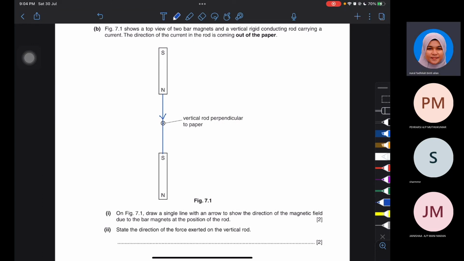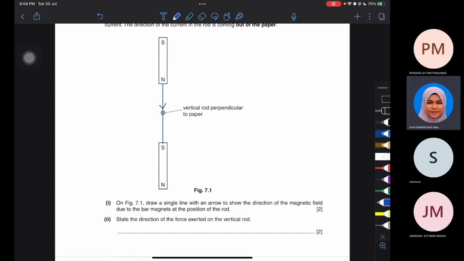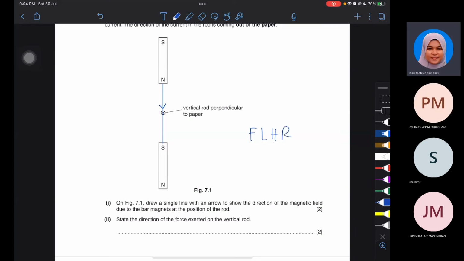Ingat teacher. So apa arah dia? Ke kanan, ke kiri, ke atas, ke bawah? Ke kanan. Mana you guna? You guna Fleming's left hand rule. Jadi kan? Fleming's left hand rule. So you punya jari, kita ada jari macam ni lah. Katalah ini your index finger, ini your middle finger, and this is your thumb.